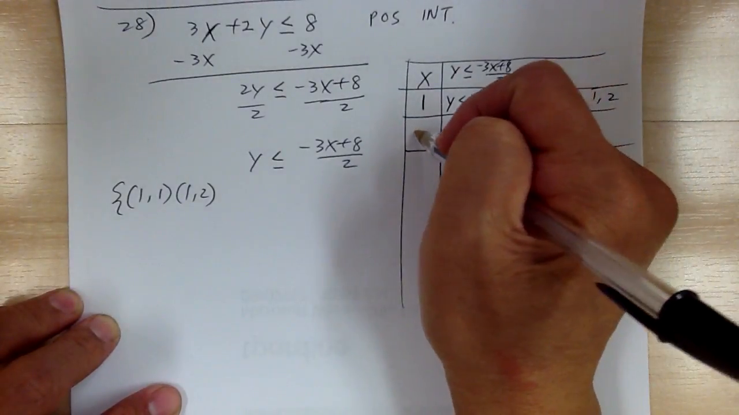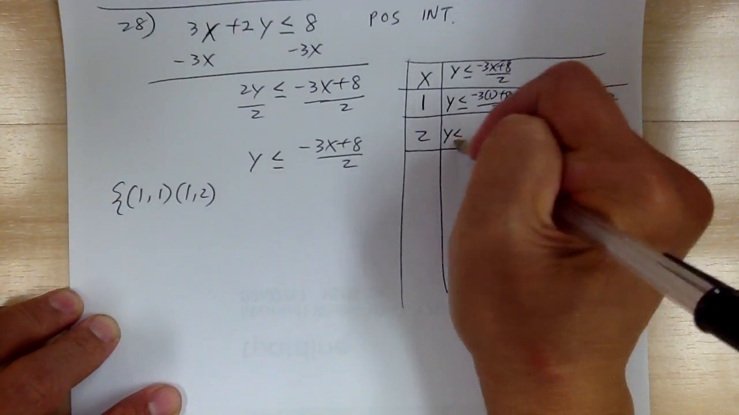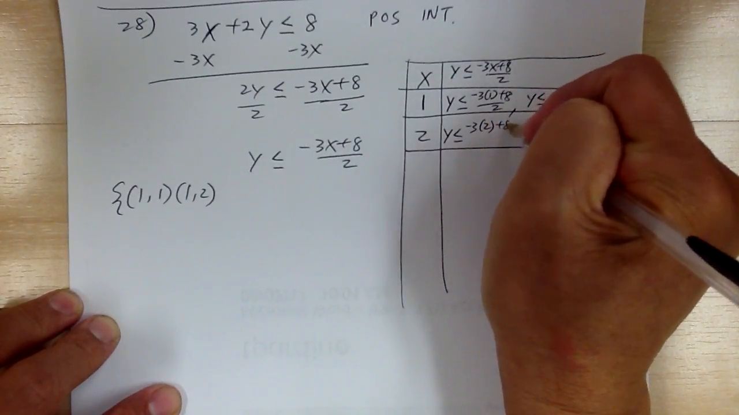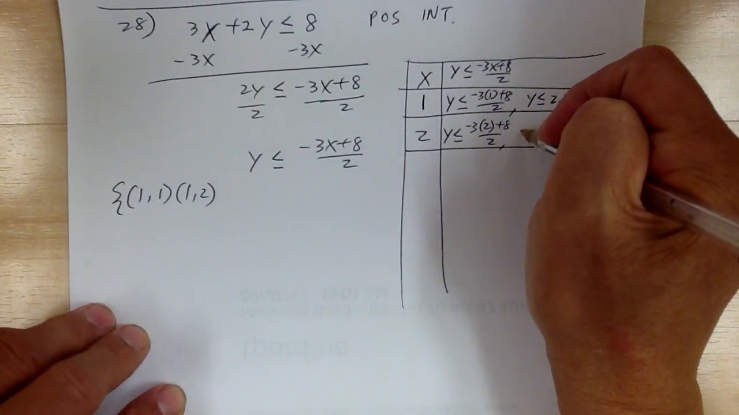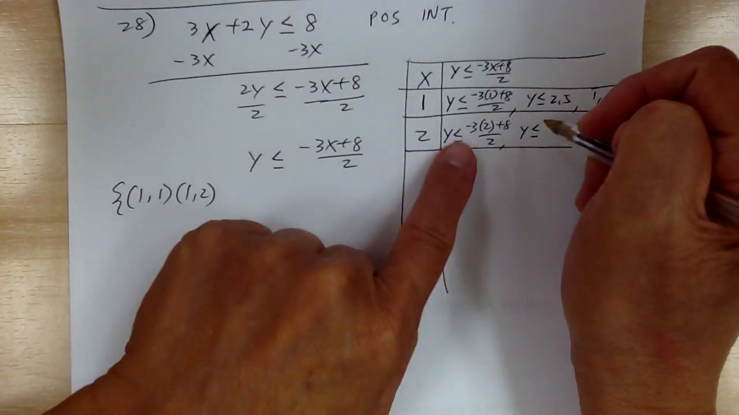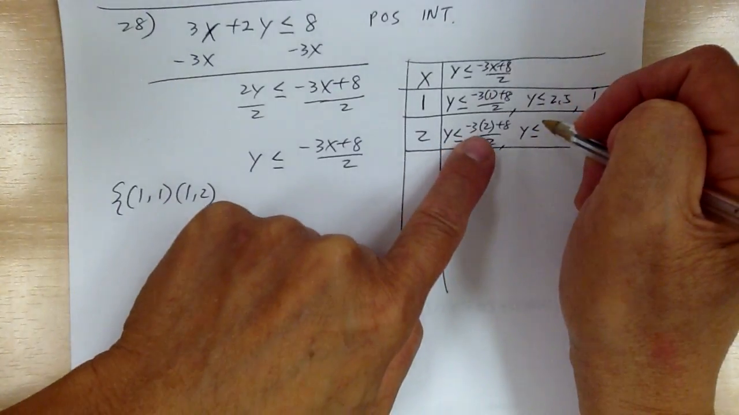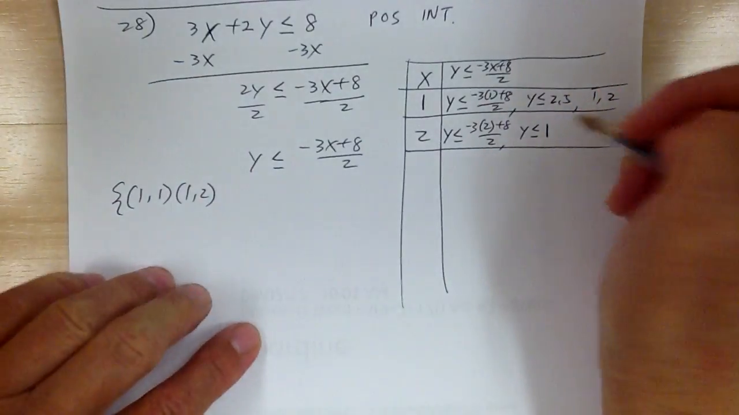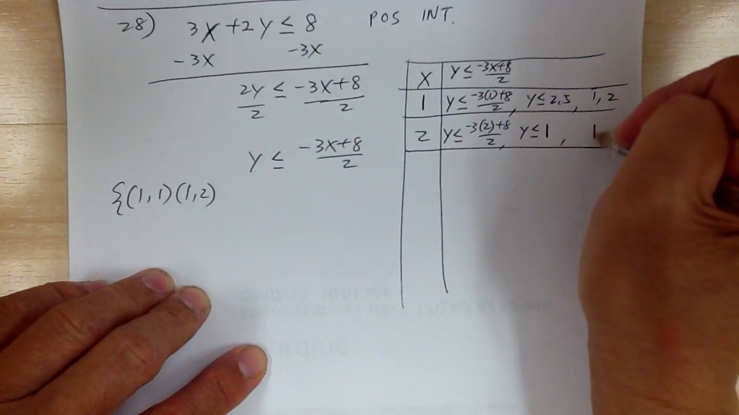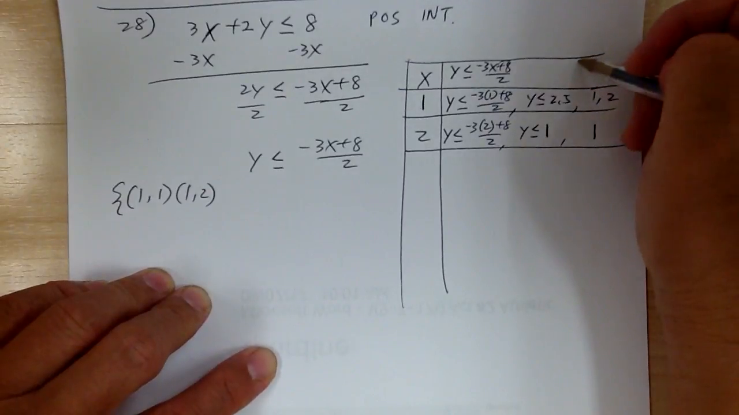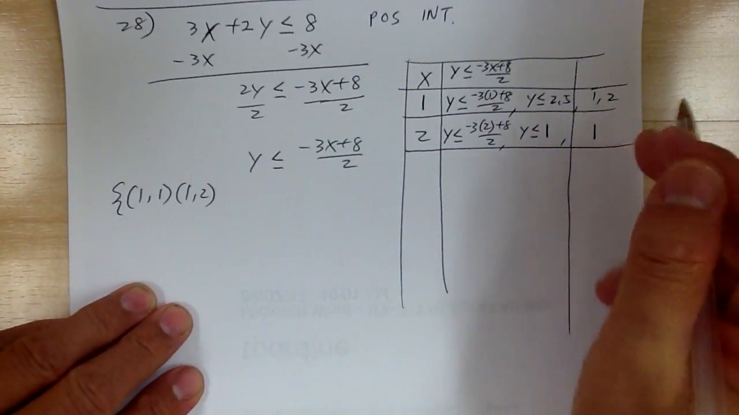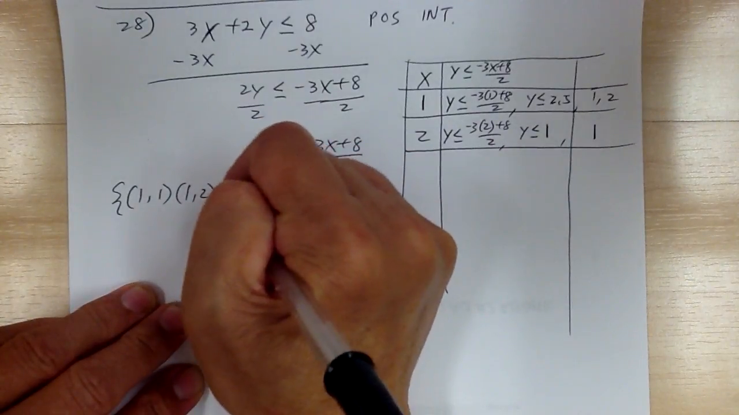Then when x equals 2, you get y is less than or equal to negative 3 times 2 plus 8 over 2. Now you work it out. Negative 3 times 2 is negative 6 plus 8 is 2. 2 divided by 2 is 1. So y is less than or equal to 1, so you're going to get only 1. And so in this case, you're going to get 2, 1.